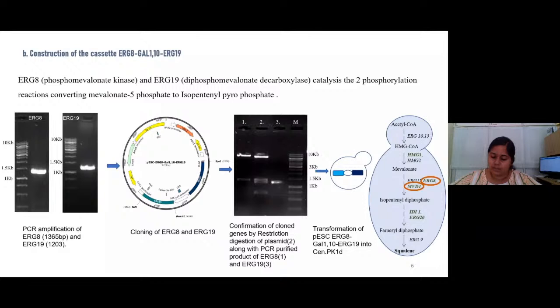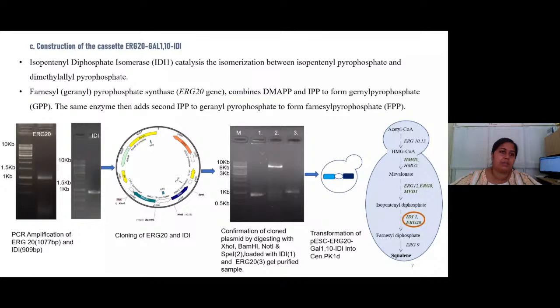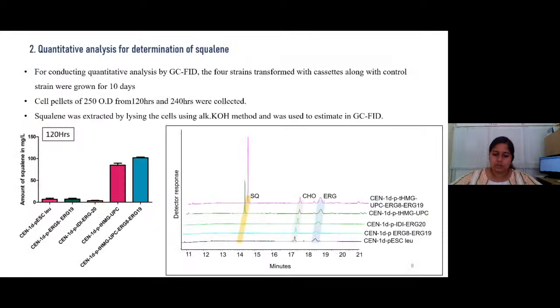The third cassette was created with isopentyl diphosphate isomerase and ERG20. These are from the final steps before the conversion to squalene. ERG20 catalyzes conversion of geranyl pyrophosphate to farnesyl pyrophosphate, FPP, which is a pivotal intermediate in production of many terpenoids. It is to be noted that the plasmids are introduced into a wild type with the functioning sterol synthesis pathway, which produces native levels of this compound.